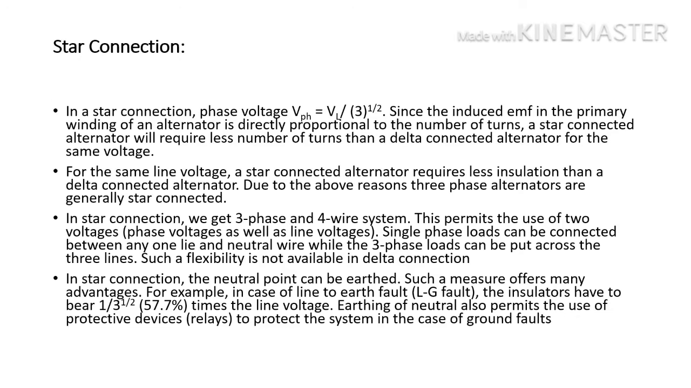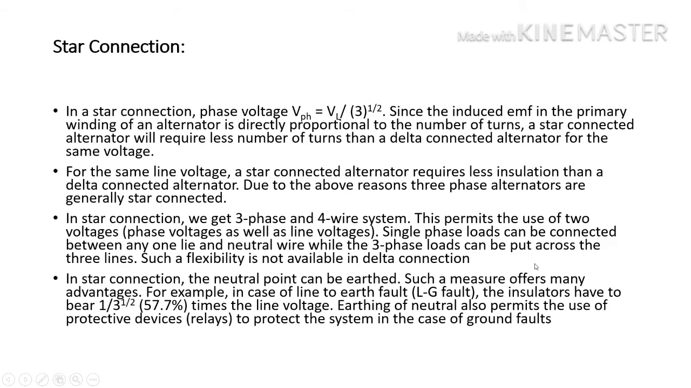Due to the above reasons, three-phase alternators are generally star-connected. In star connection, we get a three-phase, four-wire system. This permits the use of two voltages, phase voltage as well as line voltage. Single-phase loads can be connected between any one line and the neutral wire, while three-phase loads can be put across the three lines. Such a feasibility is not available in delta connection.